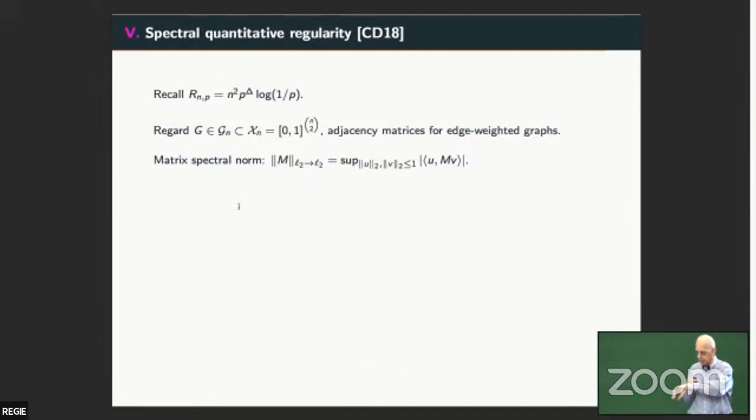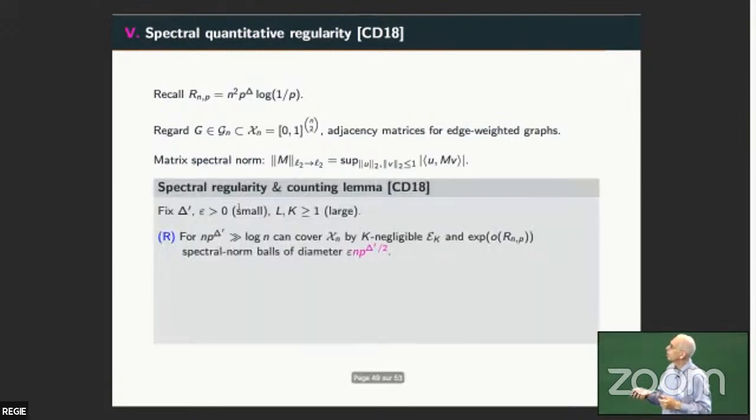In the first paper, we use spectral theory. In the second paper, we use a cut norm. So let me tell you what it is, the spectral theory. So you fix some parameters here. Delta prime, epsilon should be small, L and K should be large. And then if you are in a certain range of N and P, you can cover the space by one negligible set and many, but not too many, small spectral balls of this diameter.